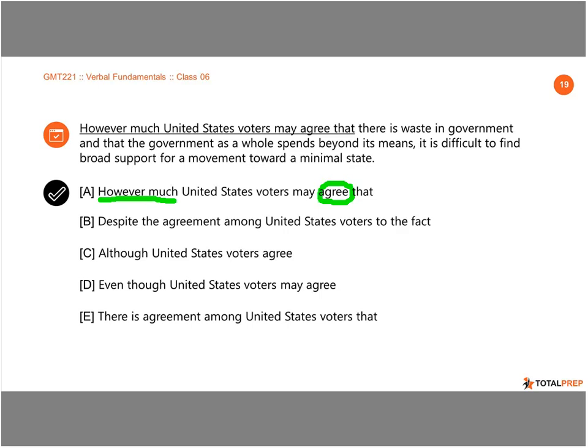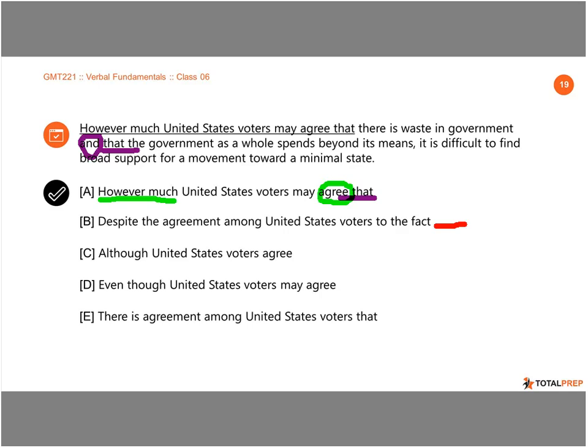Remember when I said that it's important for you to take a look at everything in the sentence. So agree that there's a waste in government and that the government as a whole spends beyond its means. So here they are parallel. There will be a class related to parallelism as well, but it's important for you to know right now that this parallelism is really important. Let's take a look why the others are wrong.